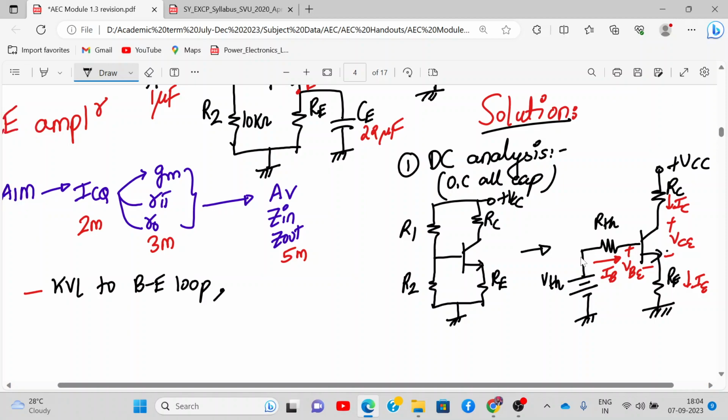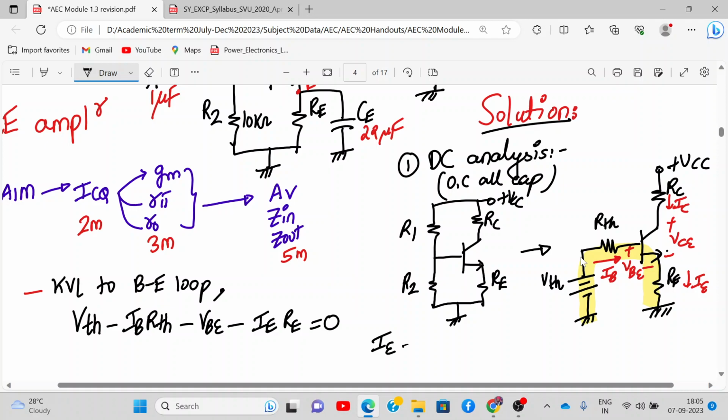So what is my base emitter loop? My base emitter loop is this, the yellow color portion. So how do we apply KVL? VTH minus IB RTH minus VBE minus IE RE is equal to 0.